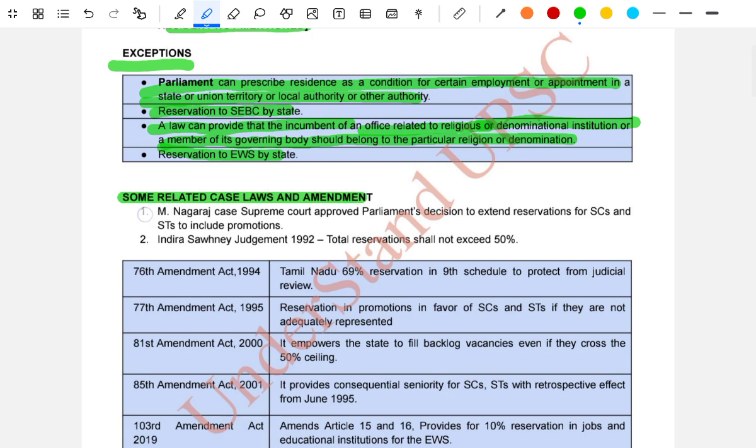First, the M. Nagaraj case, in which the Supreme Court approved Parliament's decision to extend reservation for SCs and STs, including in promotions. Second, the Indra Sawhney judgment of 1992: total reservation shall not exceed 50%.